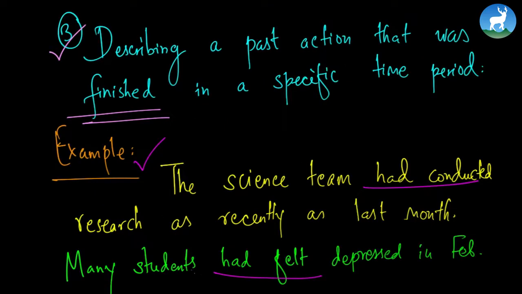Now in this example, many students had felt depressed. Something happened and stopped. For sure, because something is finished already. Describing a past action that was finished in a specific time period. That's why we use past perfect tense, not past continuous tense. You see? Now let's go to the last form of the past tense, which is called past perfect continuous.